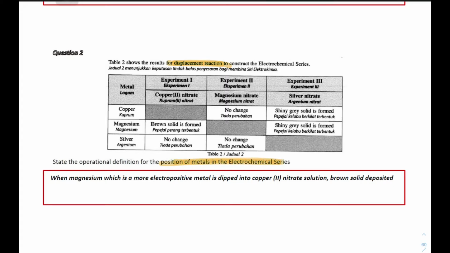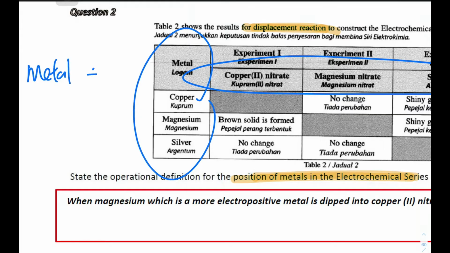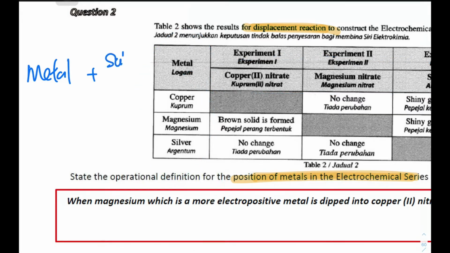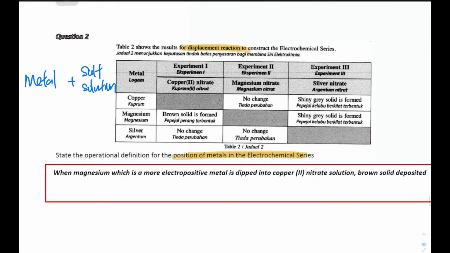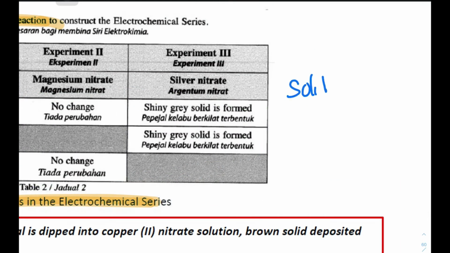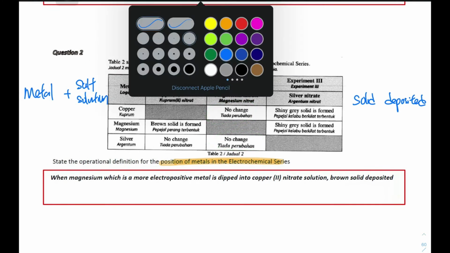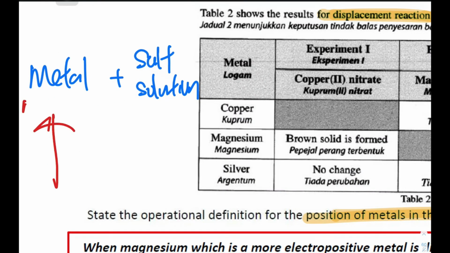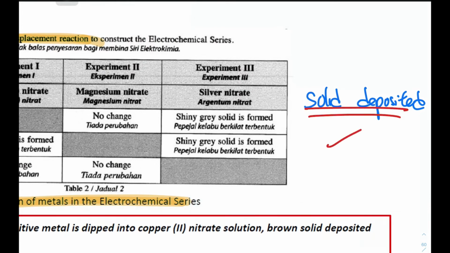So the operational definition, what do we do here? We are putting different metal into different salt solution. Metal into salt solution. And then, what do we observe? You see, solid deposited. Okay, I will see solid deposited. So we can make a comparison here, which is when we are using a more electropositive metal, what happened? Solid will be deposited.